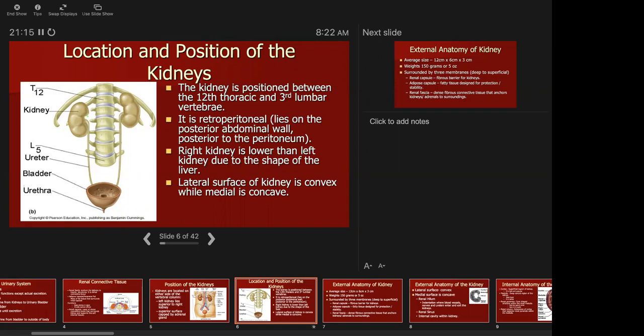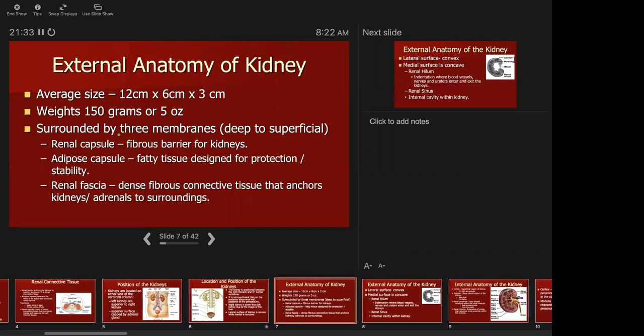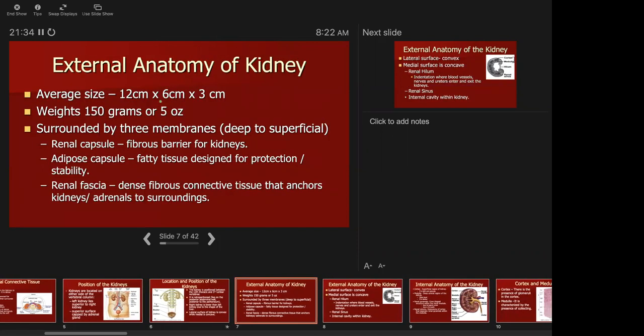There are structures that are within the abdomen, as I told you last time, like the stomach, the liver, the small intestine. All these are intra-abdominal because they are within the abdominal cavity. But some are not in the abdominal cavity, like the kidneys, the pancreas, the ureters, and some other structures. Okay, the kidney on average is about 12 centimeters by 6 centimeters by 3 centimeters, and on average, it weighs about 150 grams.